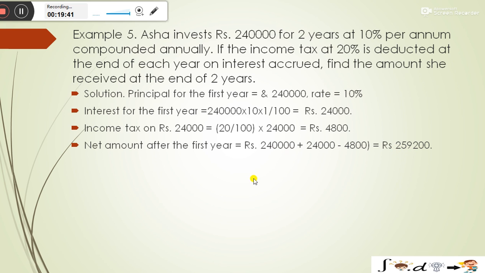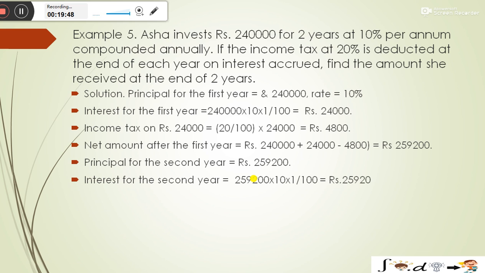₹2,59,200। अब ये जो 2,59,200 है ये प्रिंसिपल है सेकेंड ईयर के लिए। फिर सेम इसी तरह से हम सेकेंड ईयर के लिए इंटरेस्ट फाइंड करेंगे दैट इज 2,59,200 into 10 into 1 divided by 100. That is equal to rupees 25,920. Or income tax on 25,920. That means 20% of this amount.